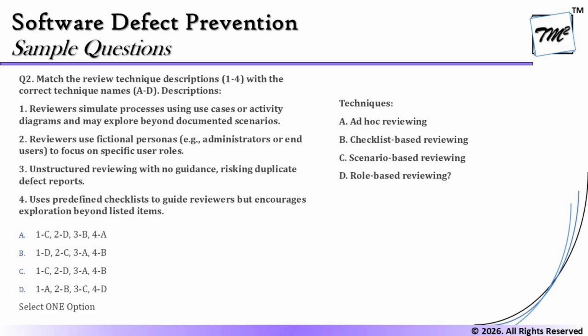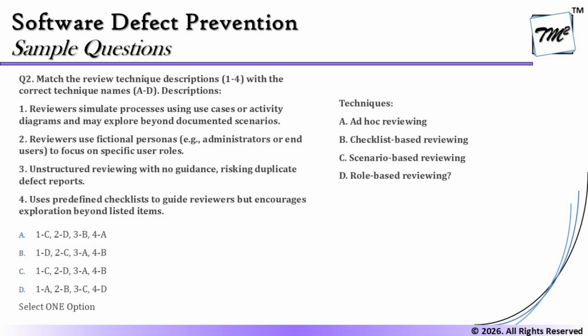Whereas the third description says unstructured reviewing with no guidance, risking duplicate defects reports. So of course, when we talk about unstructured reviewing with no guidance, one thing comes to our mind, which is very straightforward. That is, it is ad hoc testing. Ad hoc testing is a technique where we don't have any inputs, guidance, instructions, and we look forward to leverage our experience to identify any kind of defects in the documentation. So that certainly goes with ad hoc. And the last one is left out, which is uses predefined checklist. And as the name says, it goes in line with checklist very much.